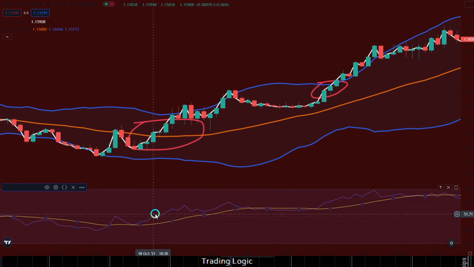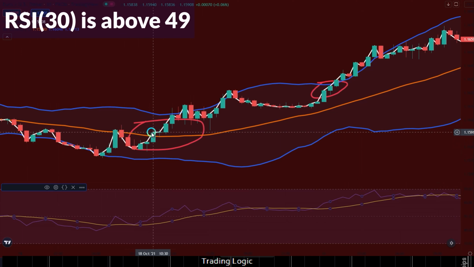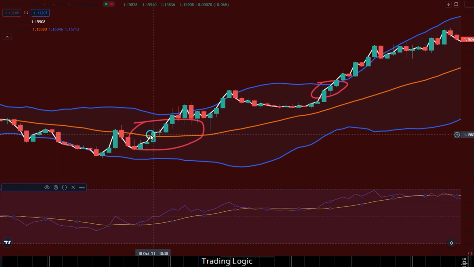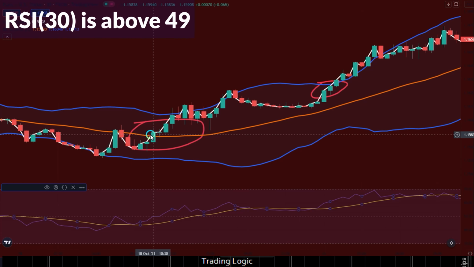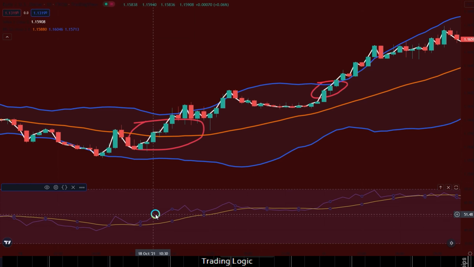Basically, we have two conditions. I tell it to you so you can write it down. First condition, when the 1 period VMA crosses above the 2 deviation and 30 period Bollinger Bands middle line, and our second, confirmation condition is that the 30 period RSI is above 49. These are our conditions for the buy entry rules.